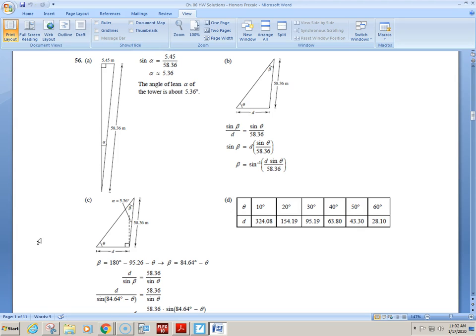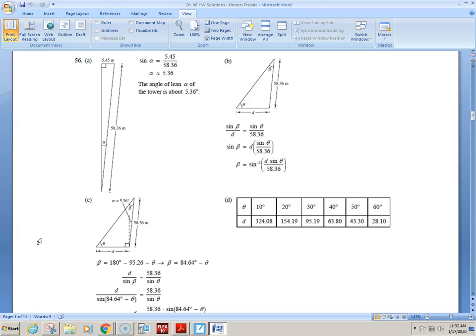Once you have that angle, now you can think about this other situation where you have, once again, your Leaning Tower of Pisa, but now you're talking about being any distance away, not just the 5.45. So you can set up your little sine of beta over whatever that distance is equals sine of theta over that Leaning Tower of Pisa height, or length, I guess you could say, either way. Height's kind of more straight up. This guy's leaning. Then we can go ahead and just get beta by itself.